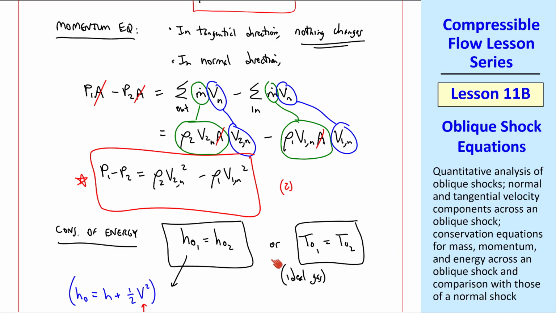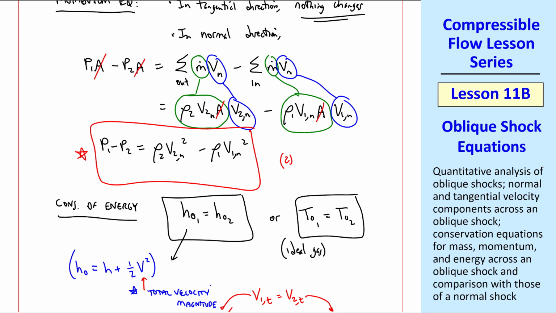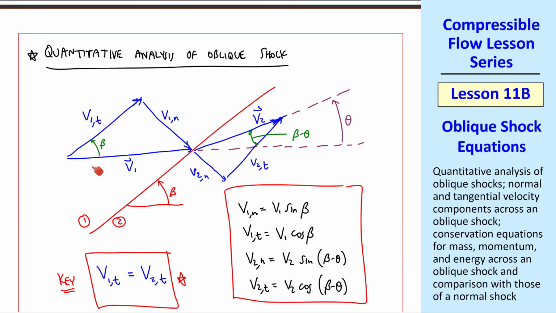Conservation of energy tells us that stagnation enthalpy must remain constant. So specific stagnation enthalpy h01 equals specific stagnation enthalpy h02. For an ideal gas, this reduces to stagnation temperatures being equal as well. Well, recall that h0 is h plus 1/2 v squared, but this v squared is the total velocity magnitude squared. And scrolling up, we see that v1 squared is v1t squared plus v1n squared.